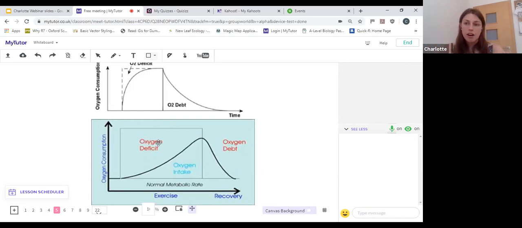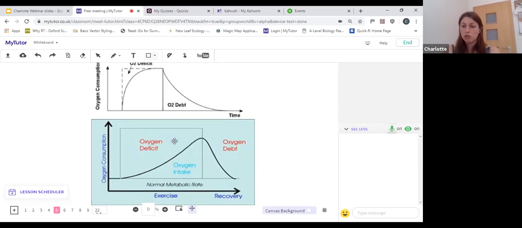You then, when you finish your exercise, so you can see on the bottom graph, exercise finishes and then recovery starts. So you finished your sprint, you did great, you won the race. Your breathing is still high. You're still breathing quite hard. Your heart's still going. Sometimes we feel a bit sick, all of those things. That is our bodies getting rid of that oxygen debt, so making up for that oxygen deficit.